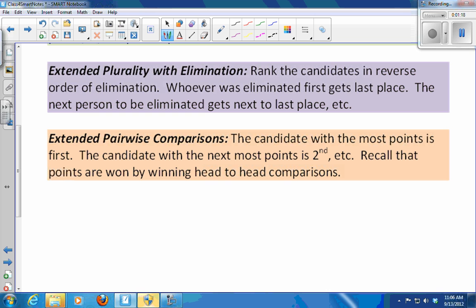When you extend plurality with elimination, you rank the candidates in reverse order of elimination. So whoever got eliminated first is going to come in last. The next person to get eliminated would come in second to last, and just work your way forward till you have a winner. And then with extended pairwise comparisons, it's also points: most points win, second most points get second, etc.